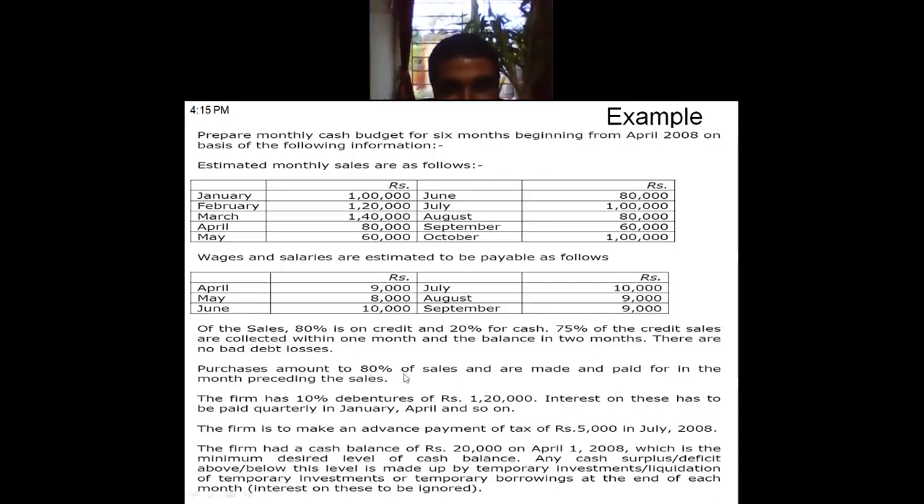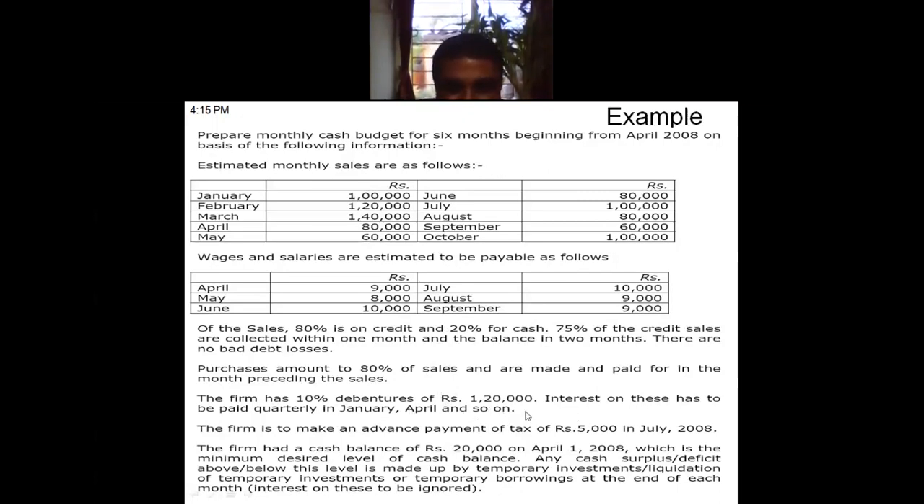Similarly, purchases amount to 80% of the sales. We can understand that. And they are made and paid for in the month preceding the sales. So if this is the sales amount, 80% of that is purchase and that has to be paid in the previous month. The firm has 10% debentures, and the interest has to be paid in this month.